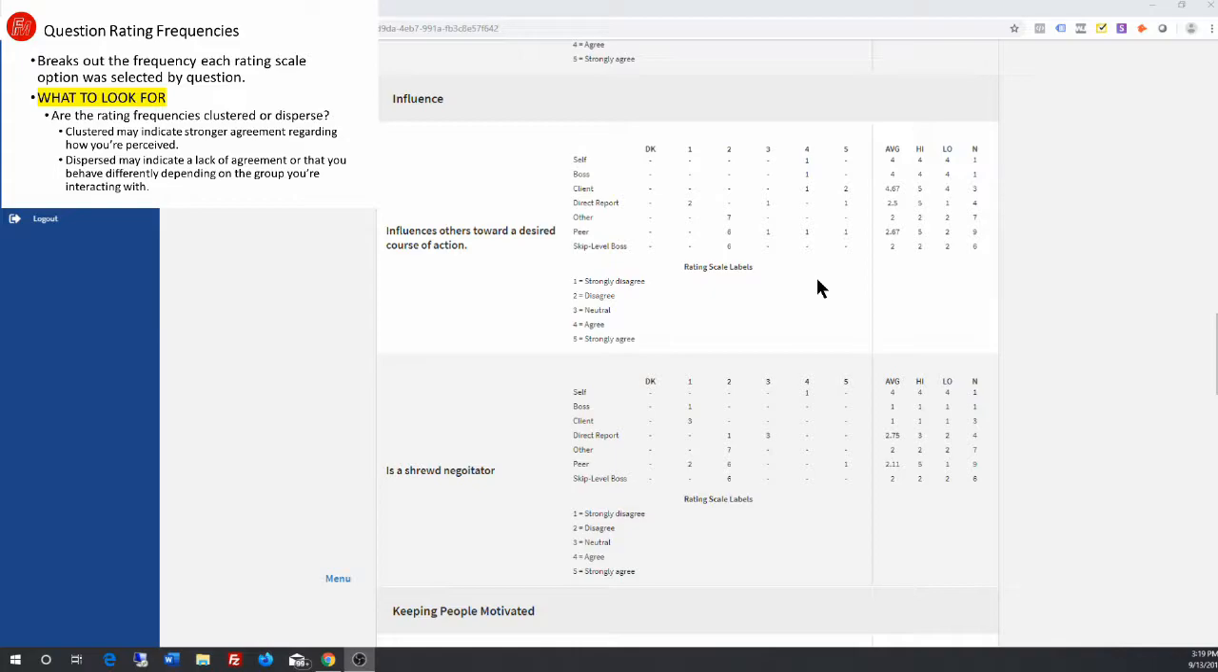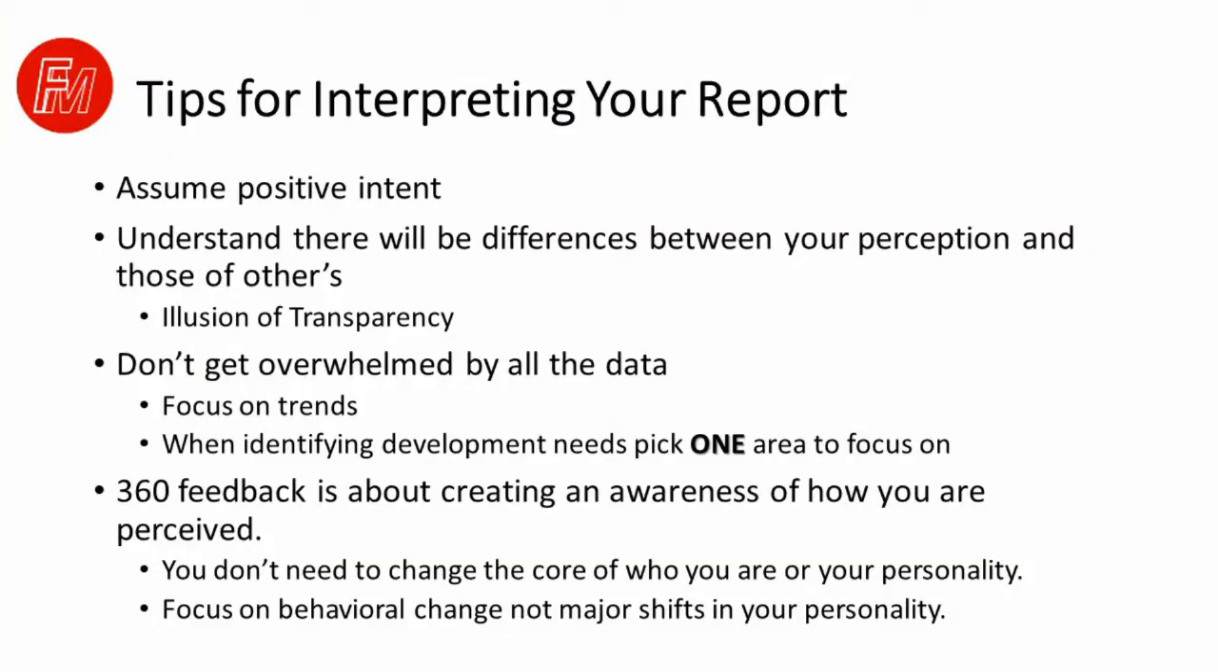There's a lack of agreement, which may indicate either, one, it could just be lack of experience with the particular groups with the individual. They just don't have enough experience to rate the person. But more likely it's going to be some level of impression management where individuals may be behaving differently depending on the groups. Okay, so that covers all of the report sections in the FASTMIR individual report.